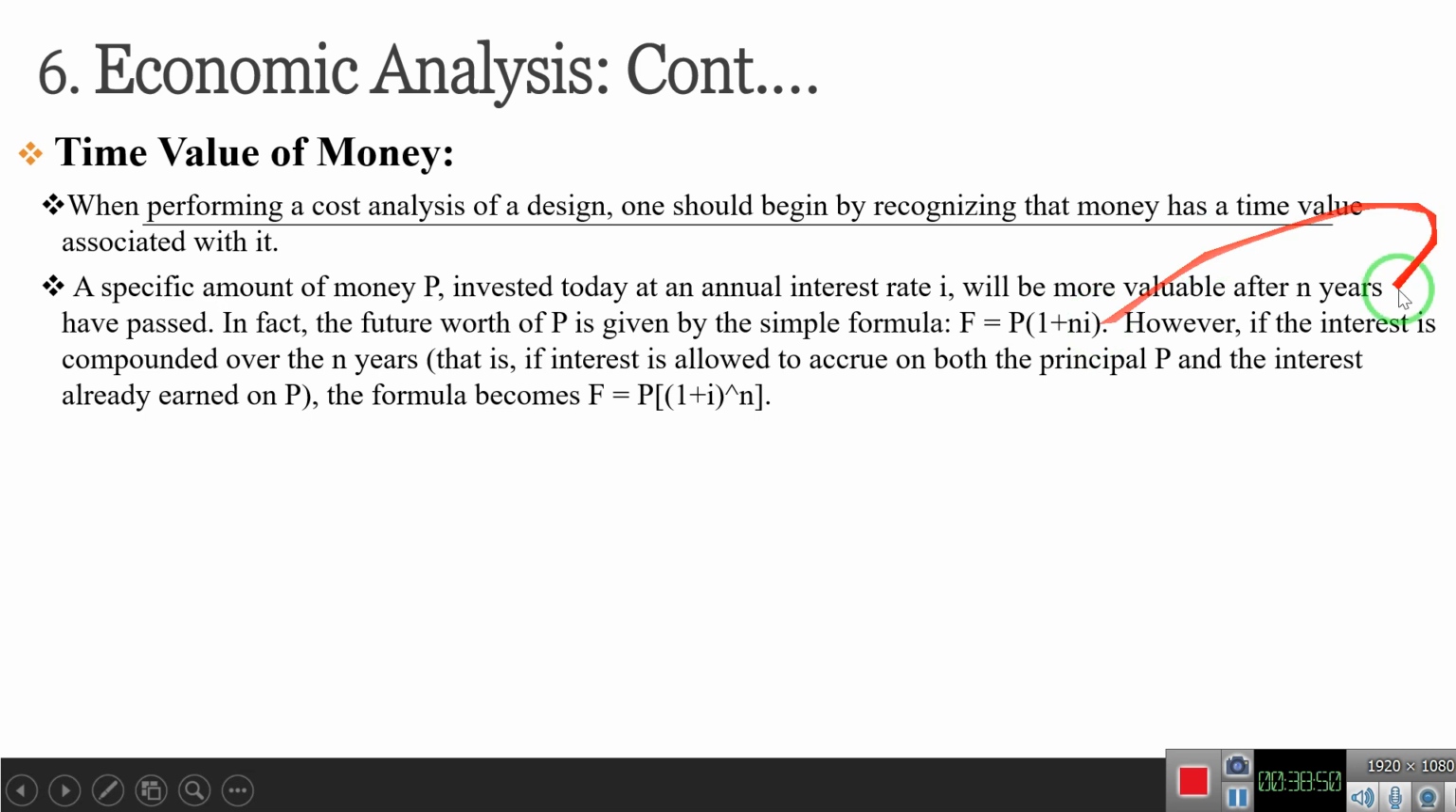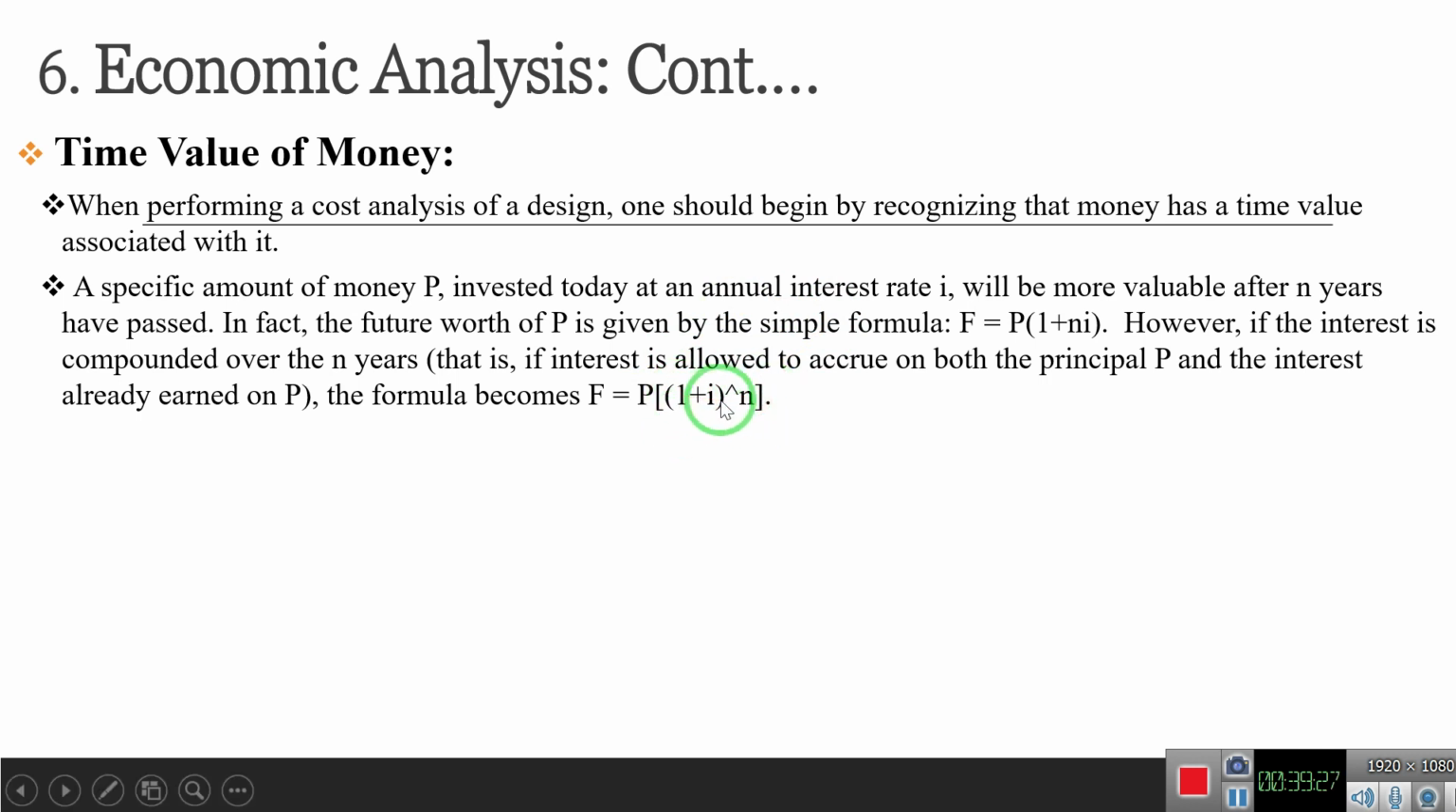Another formula is there. If the interest is compounded over the n years, that is, if the interest is allowed to accrue on both the principal P value and the interest already earned, the formula becomes: future value of money is equal to P multiplied by (1 plus I) whole power n. This formula will give the more accurate value of your future money. Put the same thing in. 10 reals is the principal value. 1 plus I, where I is 10%, is 0.1. So 1 plus 0.1.